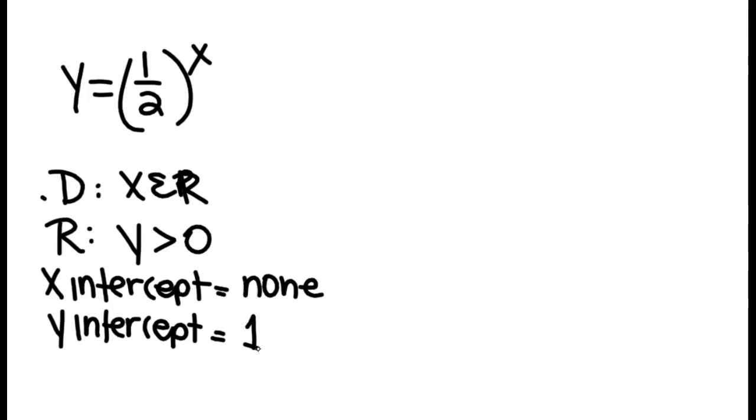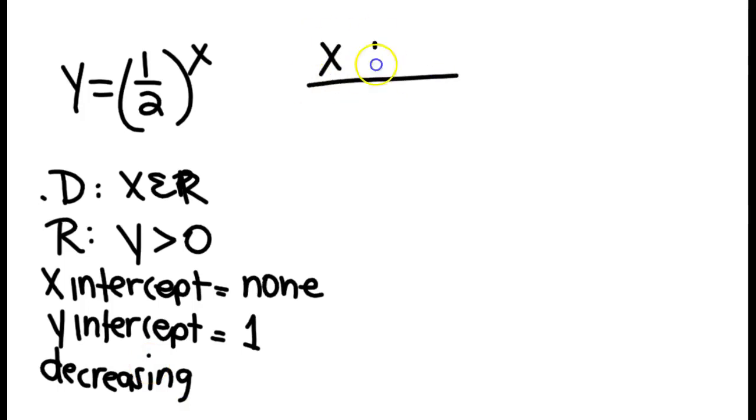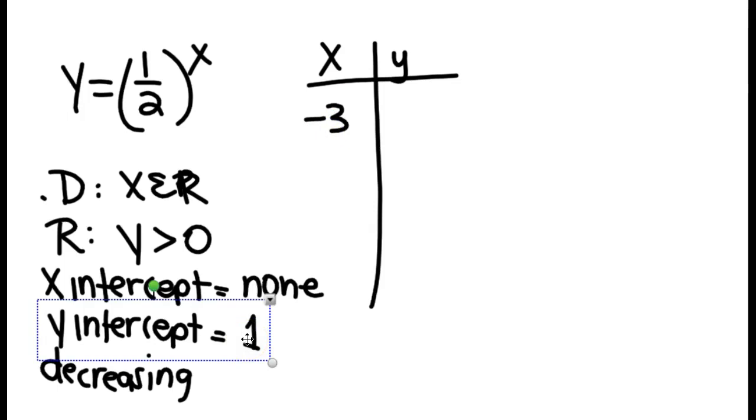And then would this one be increasing or decreasing? Right, because it's a fraction, so this one would be decreasing. And if I actually wanted to graph this, all I'd have to do is make a table. And then I just pick random numbers. So say I picked -3, and then I'll pick -1, 0, 1, and let's say 2 maybe.